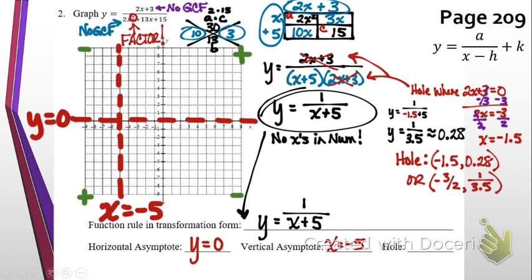I don't care which way you write the ordered pair for the hole. I'm going to write the one that's in decimal form down here: negative 1.5, comma, 0.28.